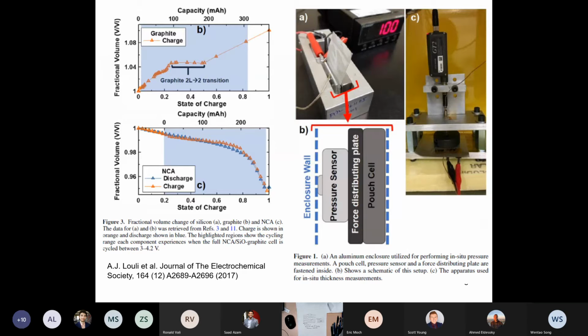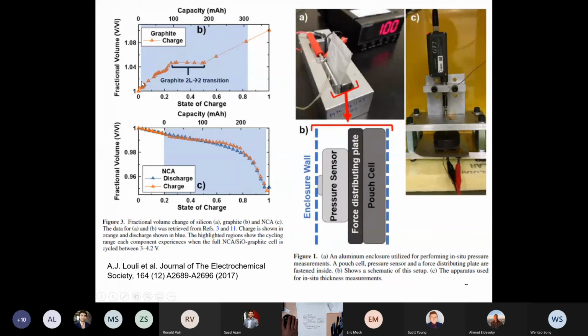Right. So this is really very cool. This is some work that Alex Luley did a few years ago in our lab. He put a cell into this rigid frame with a pressure sensor, and then as the cell charges, you measure the pressure, okay?